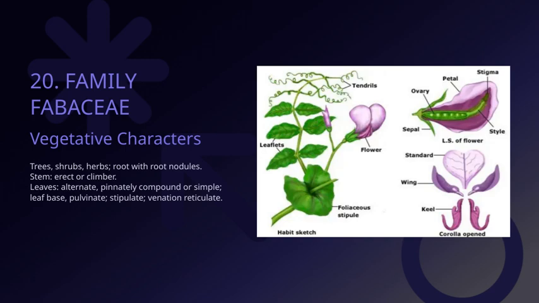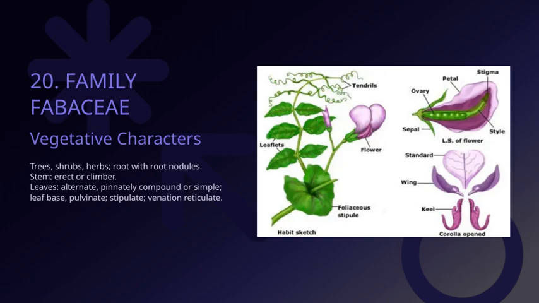Now, the leaves are quite diverse within this family. They can be alternate, meaning they grow on opposite sides of the stem but in an alternating pattern. They can also be pinnately compound, where the leaf is divided into smaller leaflets arranged along a central rachis, or they can be simple, just a single leaf. A notable feature is the leaf base, which is often pulvinate, meaning it has a small, cushion-like swelling that can help the leaf fold or move.